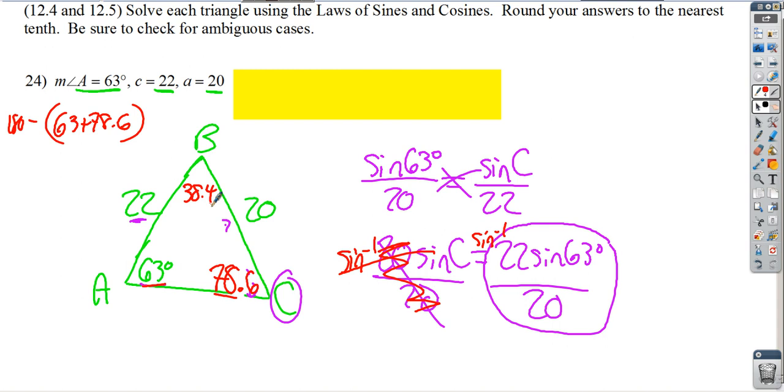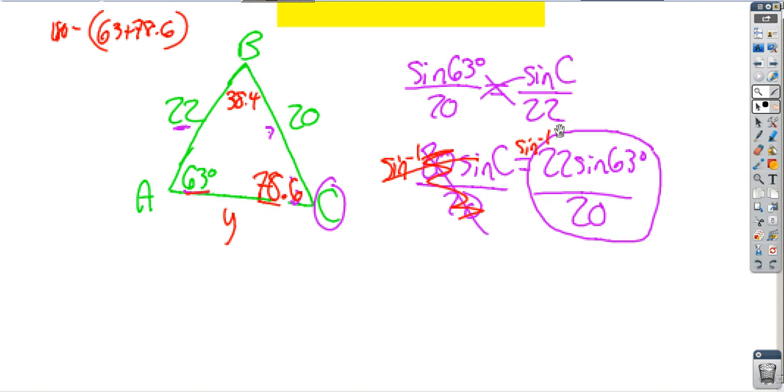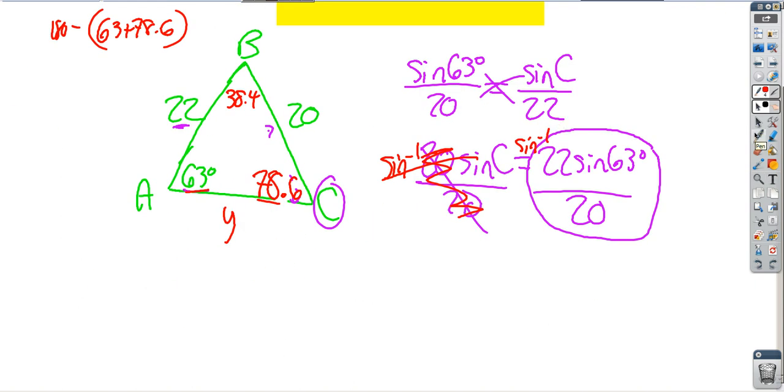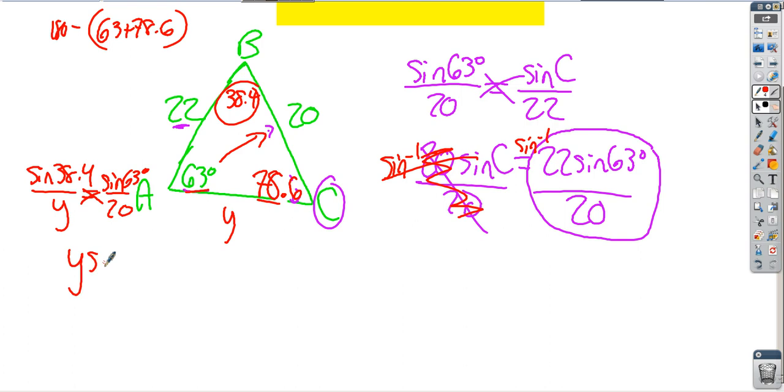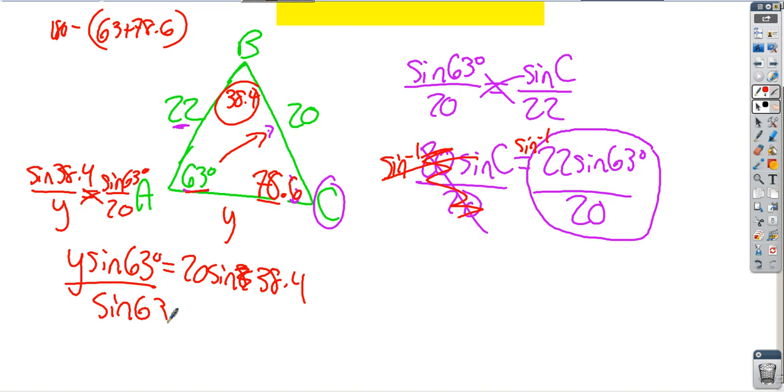Okay, let's just find this last part right here, and then we're going to have to check if there's a second triangle. Okay, so the next part should be, let's just use the sine of 38.4 over y, and that's equal to the sine of, let's stick with 63 and 20. So sine of 63 over 20, we'll cross multiply. Y times the sine of 63 equals 20 times sine 38.4. Divide both sides by this, and y is going to equal whatever that number is right there. And let's check to see what it is.